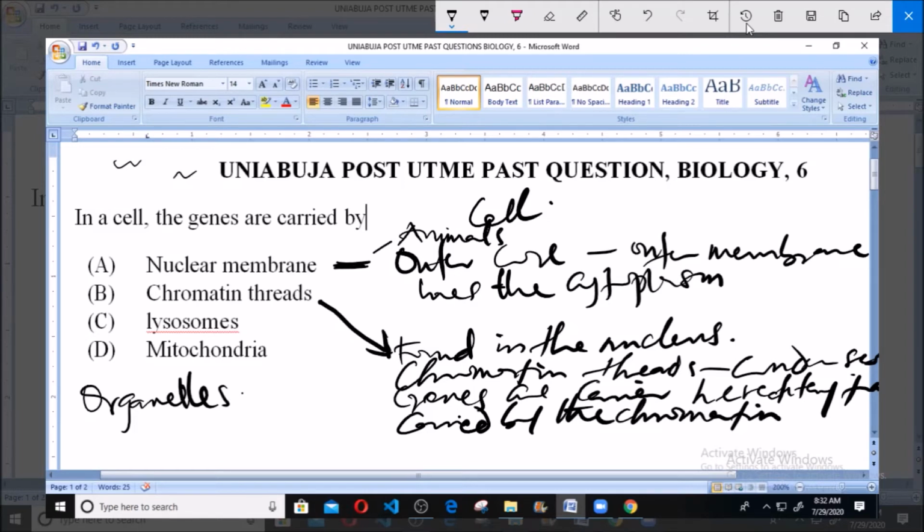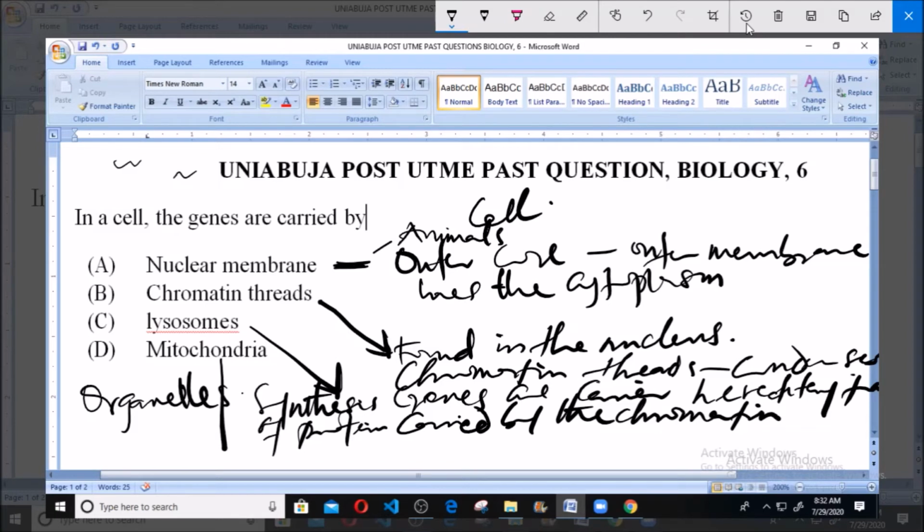Now we have lysosomes. Lysosomes are organelles too, similar to other organelles, but the function of lysosomes is the synthesis of protein. Lysosomes help in the synthesis of protein and protein substances.